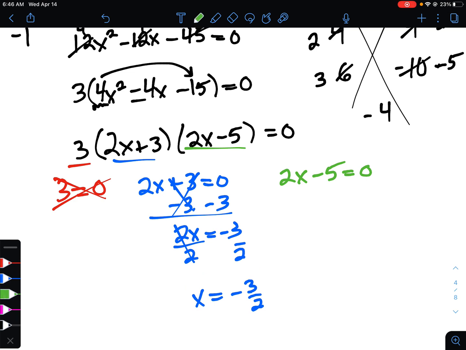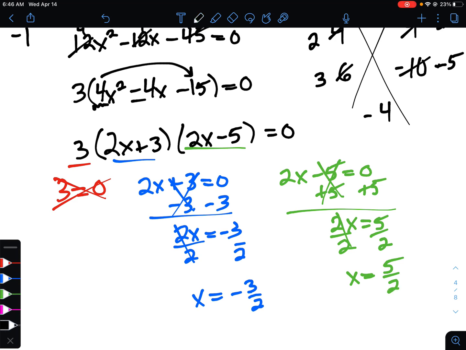And then finally, for our last equation, we'll go ahead and start by adding 5 to both sides. So that'll be that 2x is equal to 5. And then go through and divide both sides by 2. And we'll get that x is equal to 5 halves.